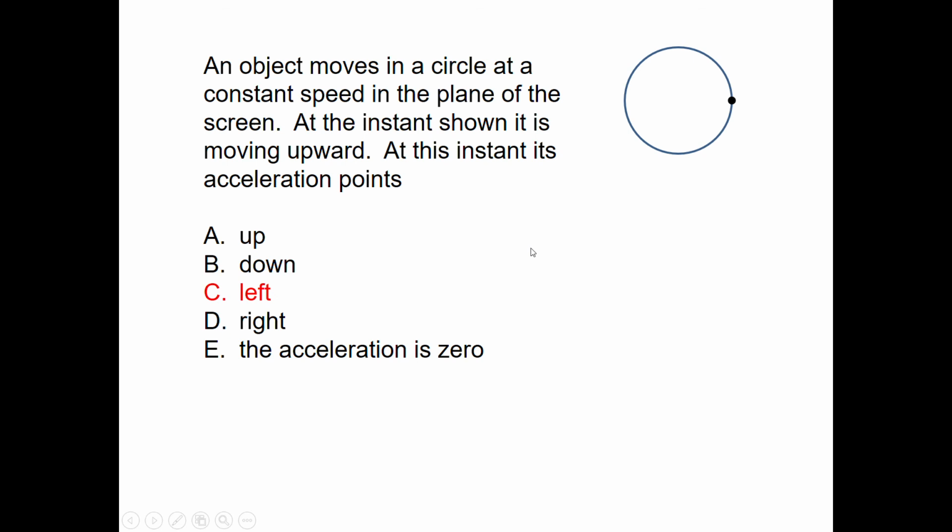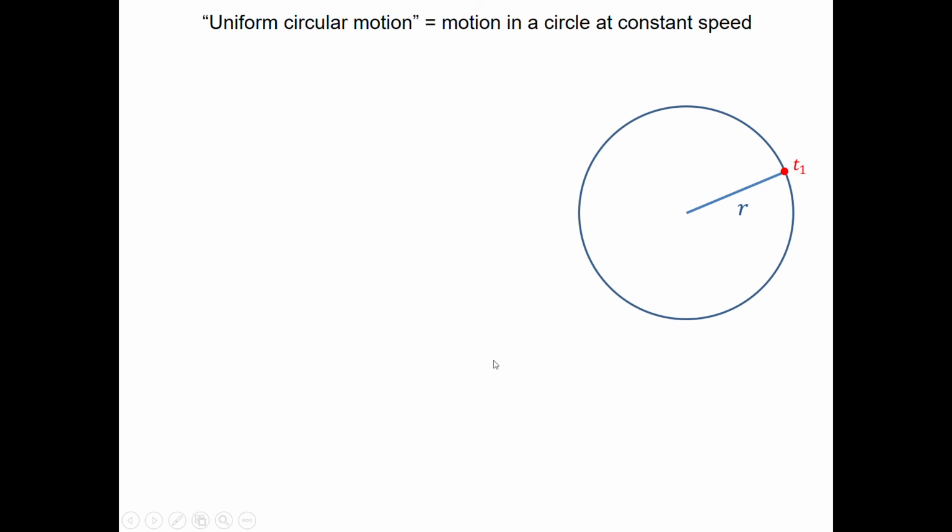The answer is, at that instant, it's accelerating to the left, even though it's moving upward, which may seem a little strange. Acceleration has a lot of non-intuitive properties, but one of the first things we're going to justify is the fact that when something is moving in uniform circular motion, the direction of the acceleration is always going to point towards the center of the circle from wherever the object is at that instant. So I'm going to go through some derivations here.